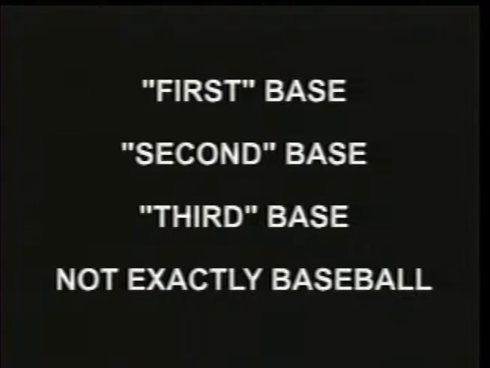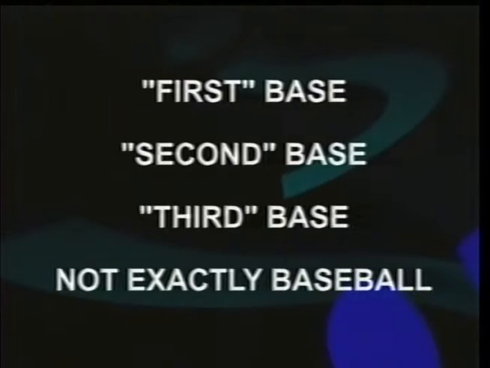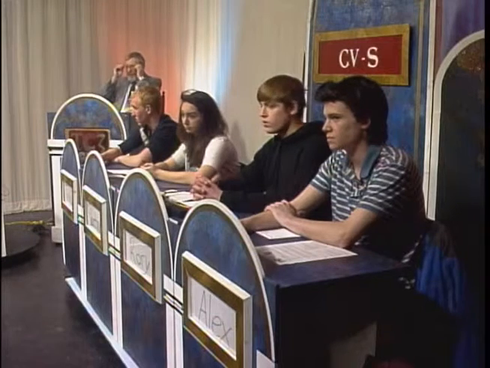Hi, welcome back. Tina, what's our score, please? Oneonta 115, Cherry Valley Springfield 25. That means Cherry Valley Springfield, you have first choice of those 4 categories, first base, second base, third base, and not exactly baseball. Alex, what are you choosing? Not exactly baseball. Not exactly baseball, like someone who likes to take a chance. Okay. And we'll come back to you, Oneonta, to find out what your choice is.